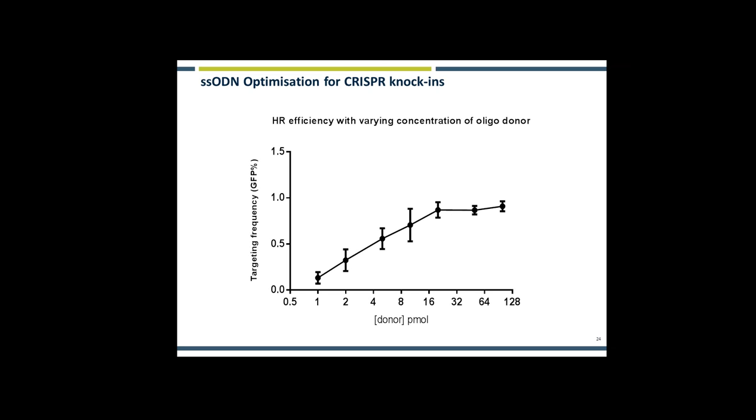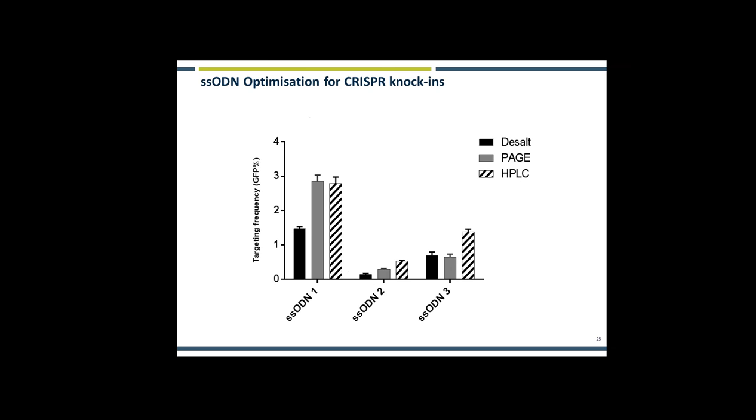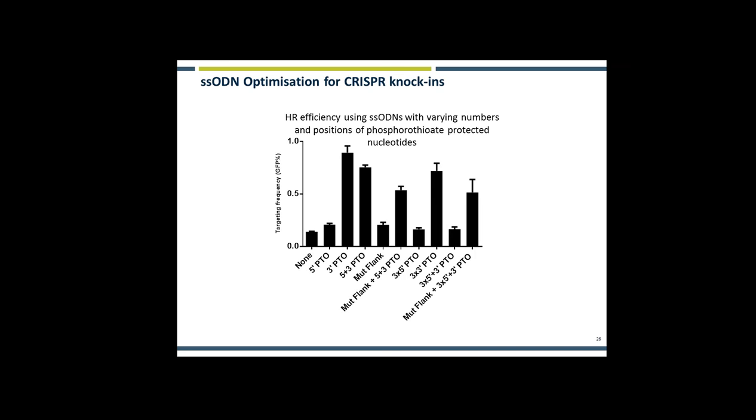We also found that an optimal concentration was around 20 picomolar of oligo donor. We found that HPLC purification gave us the best targeting efficiency. And finally, it was really only a three prime phosphorothioate modification that was required to retain a high level of targeting efficiency.